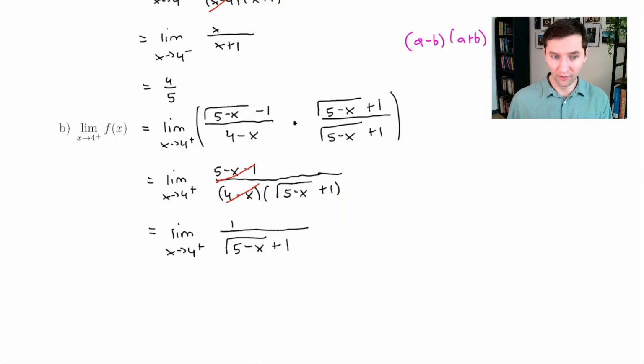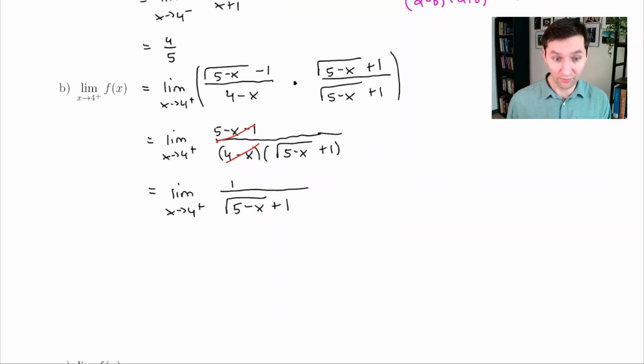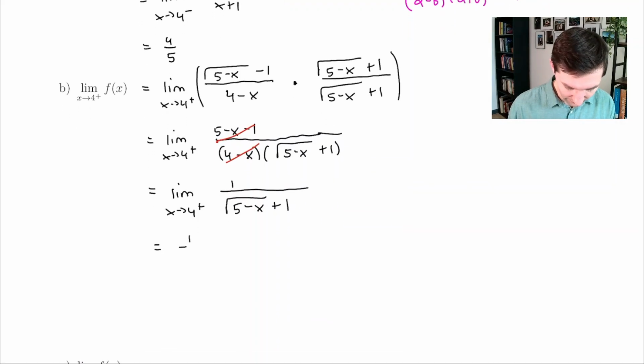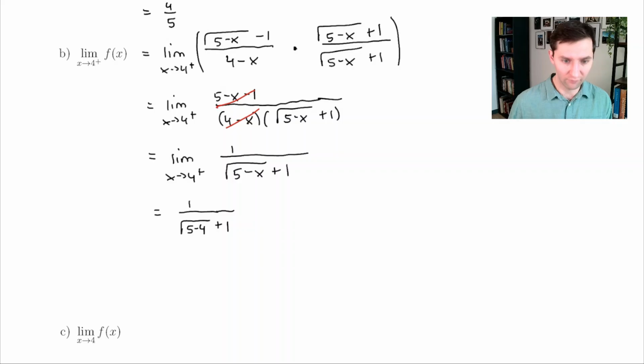Plugging in 4 will not result in dividing by 0 anymore. So I get 1 divided by square root of 5 minus 4 plus 1. 5 minus 4 is 1, square root of 1 is 1, so that is 1/2.